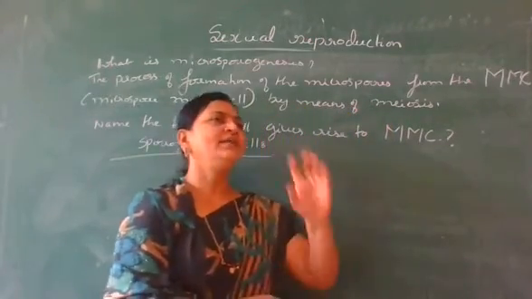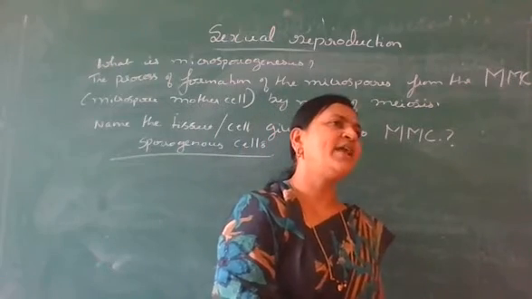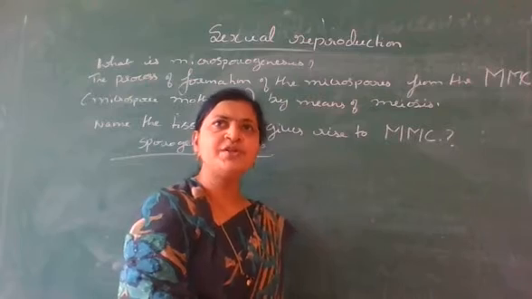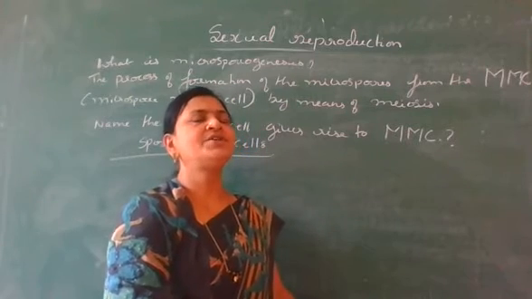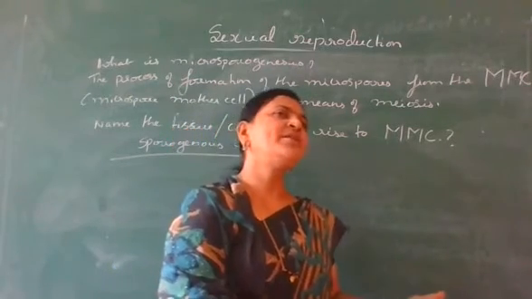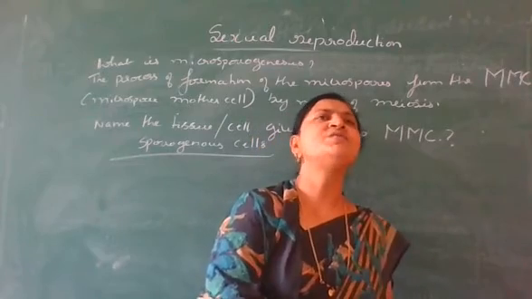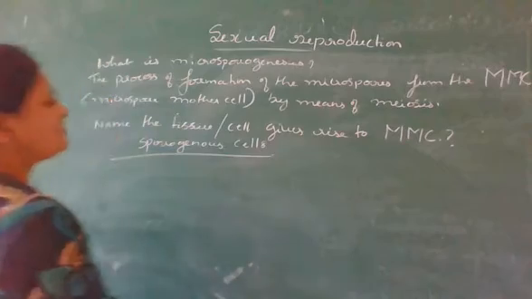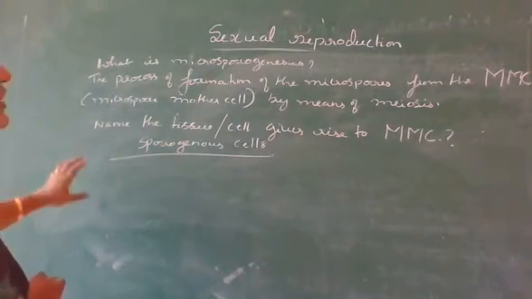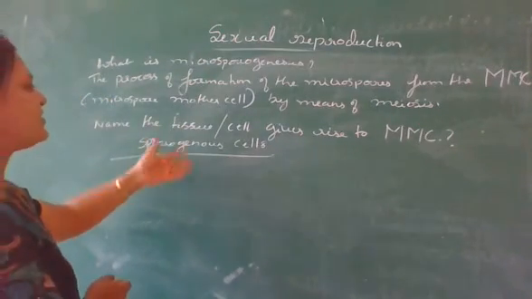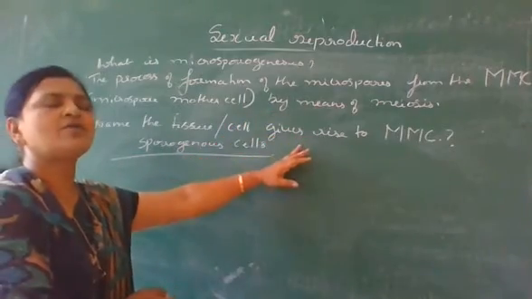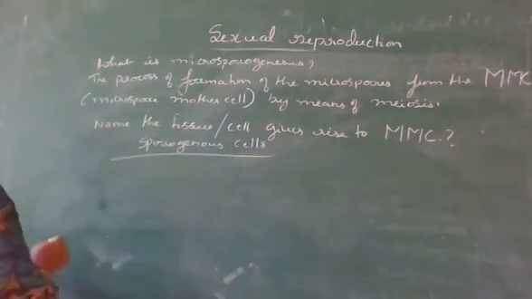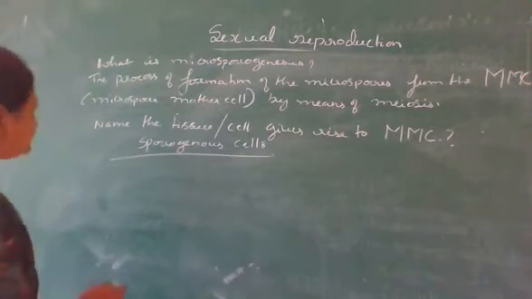Archesporial cell. That archesporial cell undergoes periclinal cell division and that results in an outer parietal layer and inner sporogenous cells. That sporogenous tissue or cells act as which cells? Microspore mother cells. Okay.